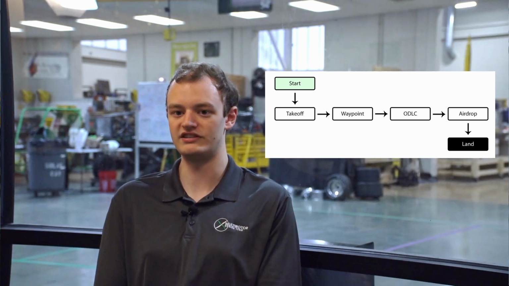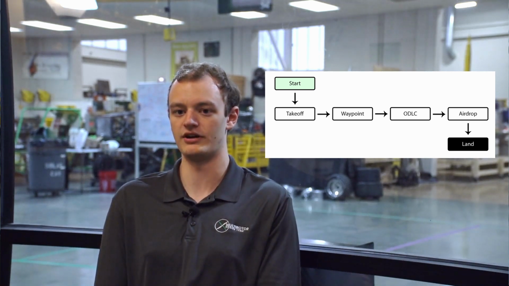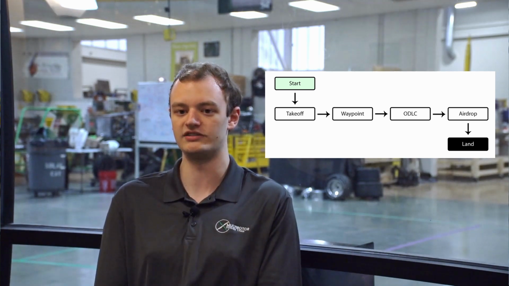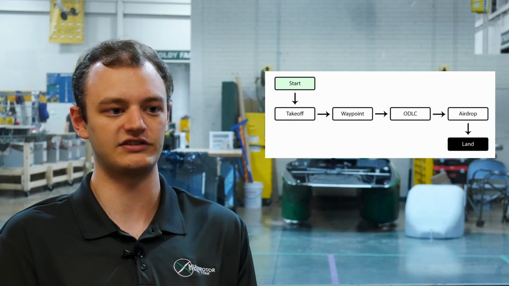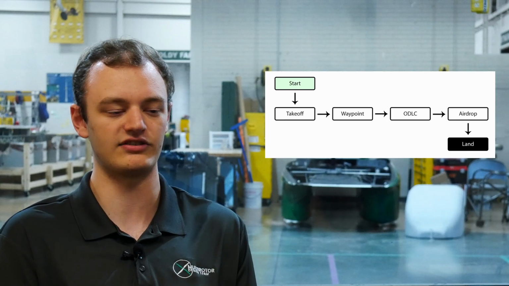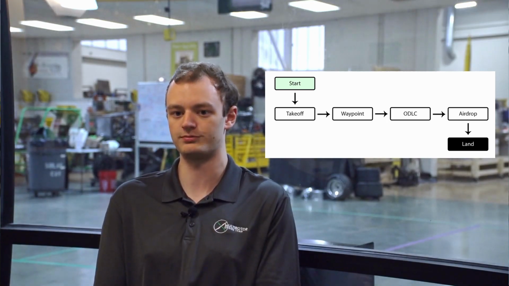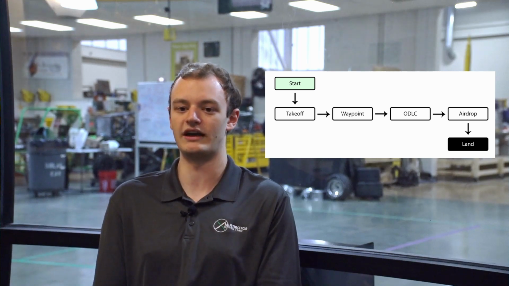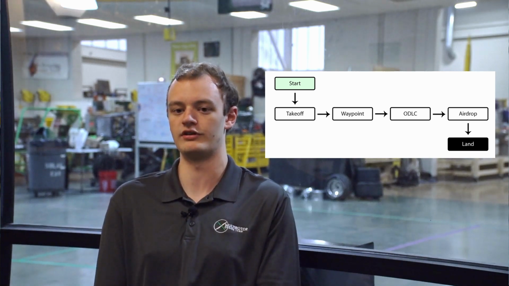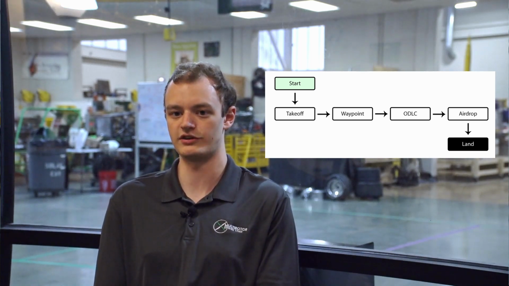We have the ODLC state, which detects objects on the ground using photos taken from our camera and uses vision logic to try and detect what object that is, what color it is, what letter it is. Next, we have the airdrop state, which takes the locations of the objects found in the ODLC state and drops the corresponding bottle there. And then lastly, we have the land state, which just lands the drone at the takeoff and landing zone.